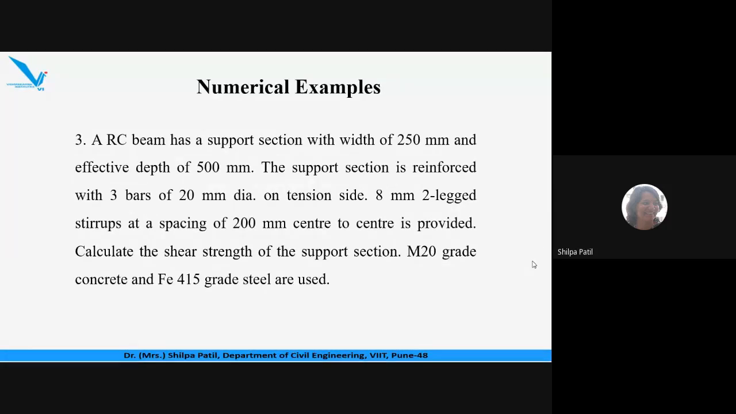It means in the earlier problem statement, VU was given and we were expected to calculate the shear reinforcement details. Here the shear reinforcement details are given. We are expected to calculate the VU. External load acting on a beam is not given. It means we have to calculate the shear carrying capacity of a section. We are expected to calculate the VU value, the total shear force that the given section can carry safely without failure. Is it clear, everybody, what we have to exactly calculate?